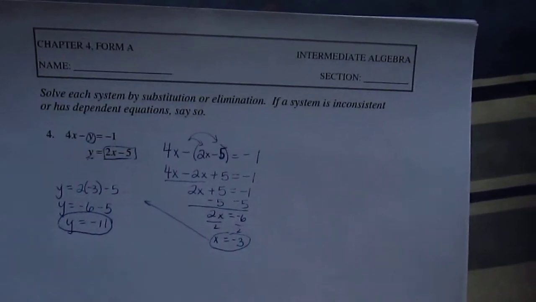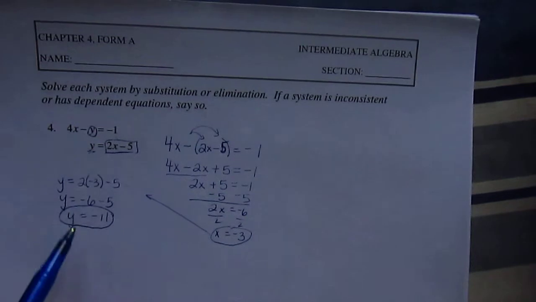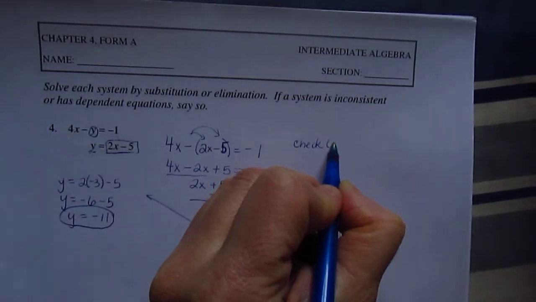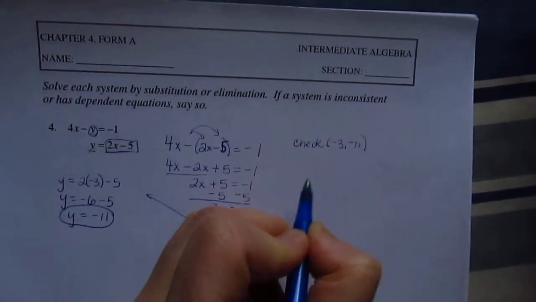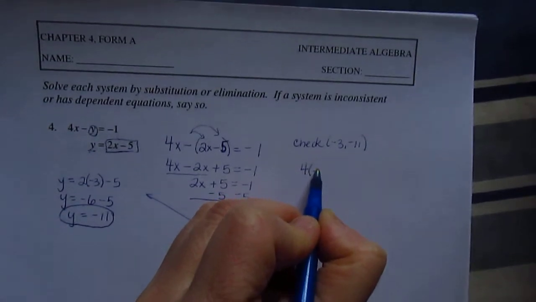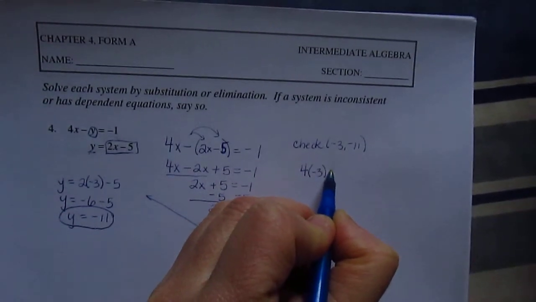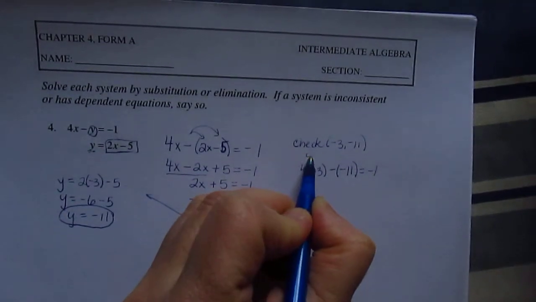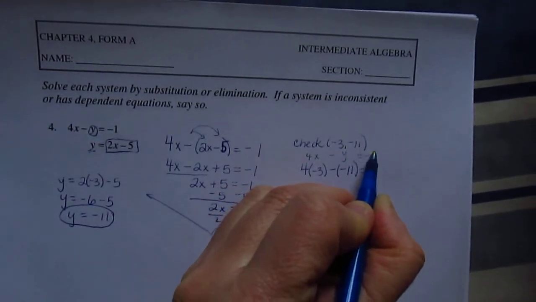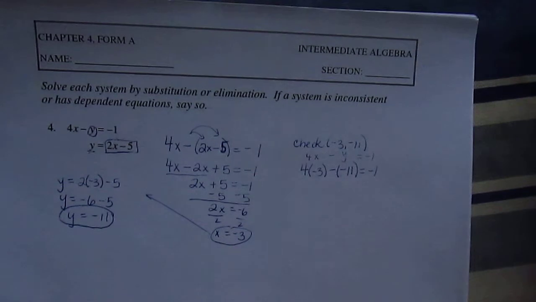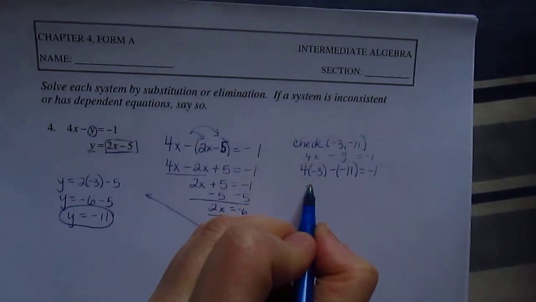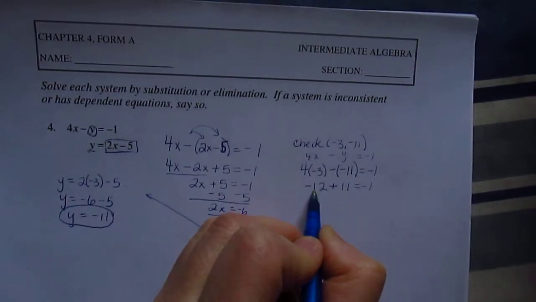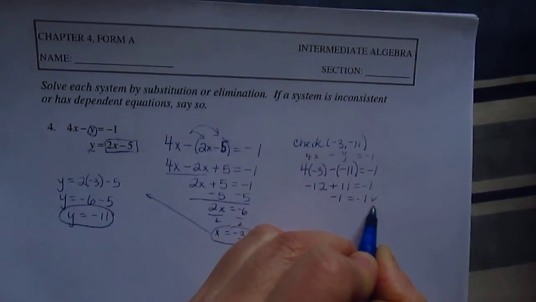I'm going to check the solution in both equations. Let's check the first one. 4 times negative 3 minus negative 11 equals negative 1. This was 4x minus y equals negative 1. I just substitute negative 3 for x, negative 11 for y. I get negative 12 plus 11 equals negative 1. This side, negative 1 equals negative 1, and that is correct.